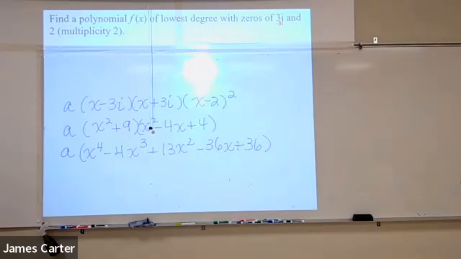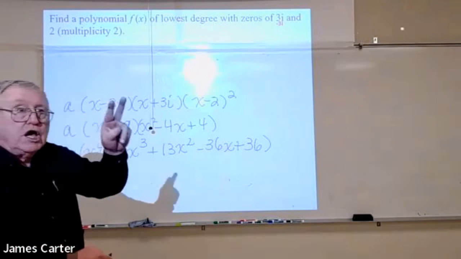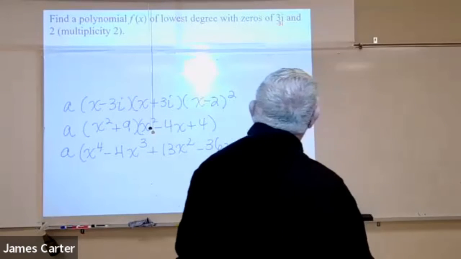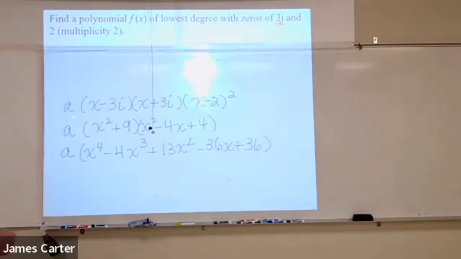with imaginaries, this is something new. With imaginaries, if you got one of them, you got two of them. You've got its conjugate, okay? And in this case, we don't know what the A term is because nothing up here gives us an indicator. So we got x minus 3i, x plus 3i, and x minus 2. Multiplicity 2 means squared, okay?